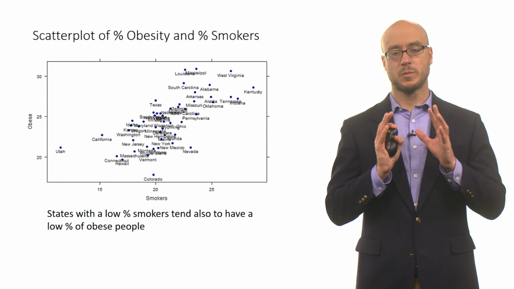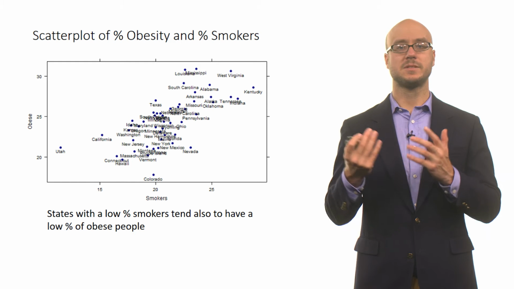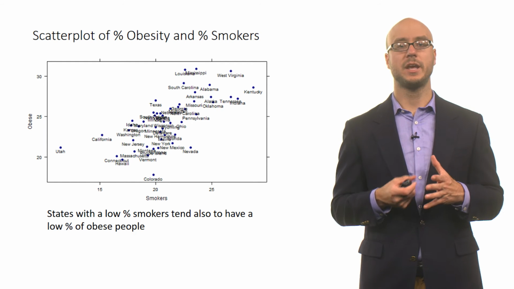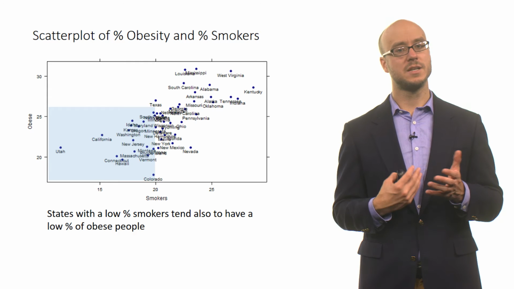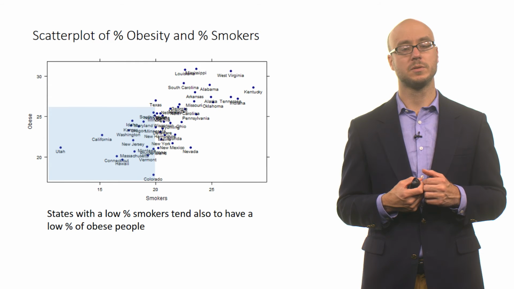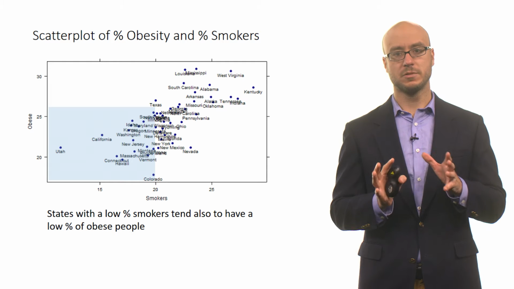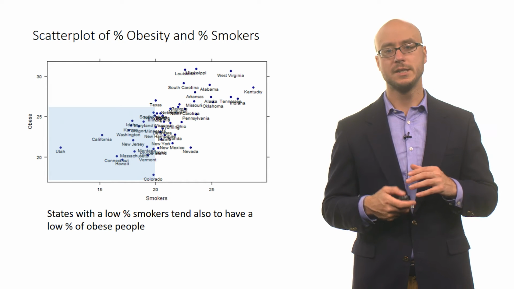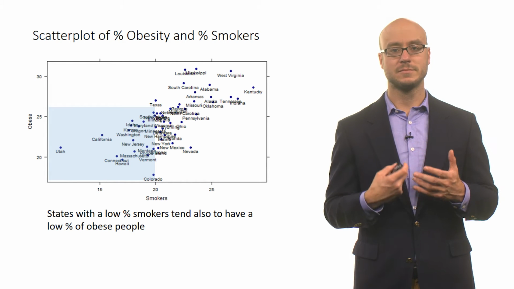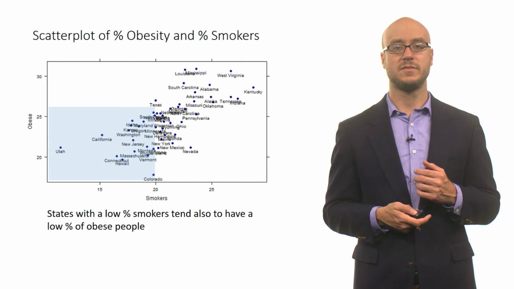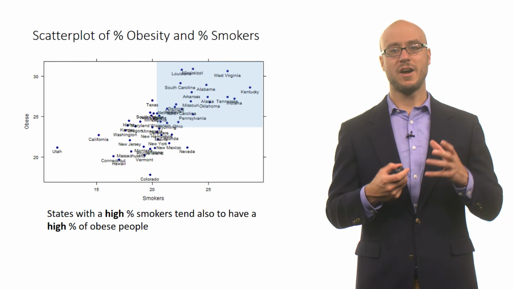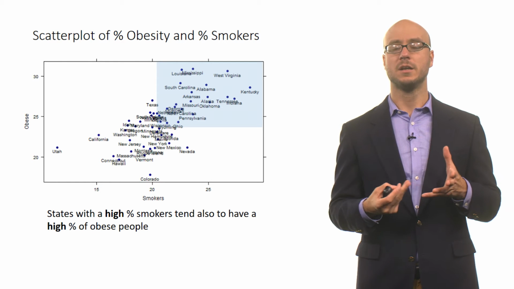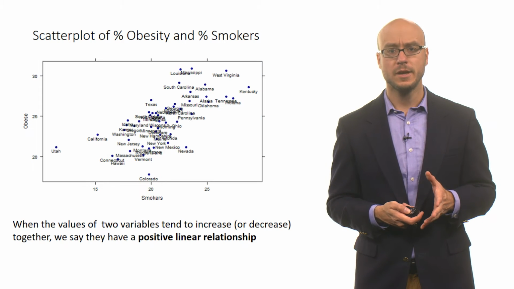One key point, though, is when we're looking at this graph, there seems to be some kind of pattern. In particular, we can say that states with a low percentage of smokers also tend to have a low percentage of obese people. Not always, but in general, you can see, looking at this blue area, that these two sets of values seem to go together. You can also see that states with a high percent of smokers also tend to have a high percent of obese people.